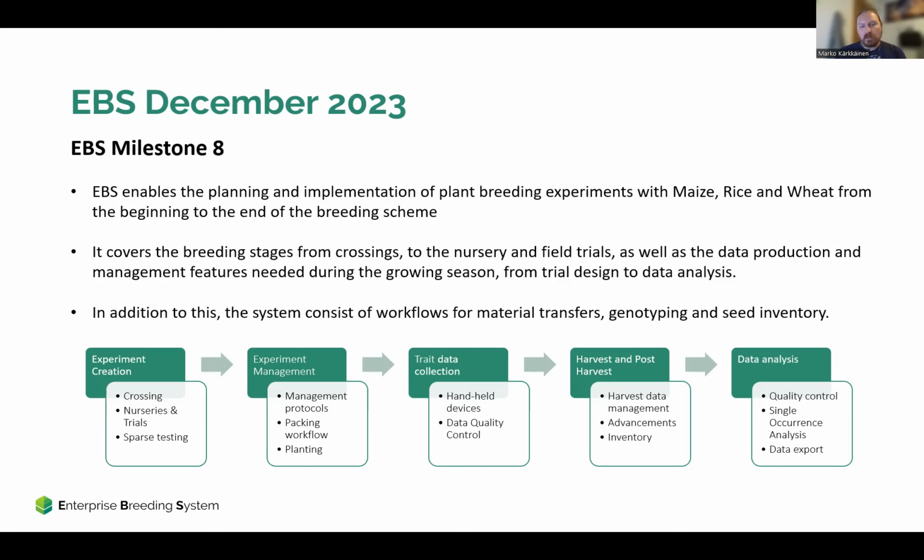In addition to that, if we go to the other domains in core breeding, we have workflows for material transfers like the internal seed transfers, and operational genotyping and seed inventory workflows. So that's what we have in our hands by the end of this year. Then let's talk a little bit about the future. Next slide, please.